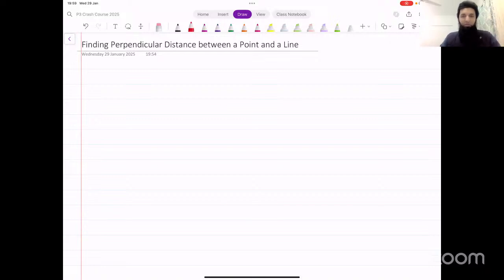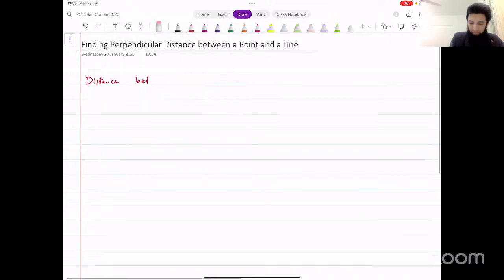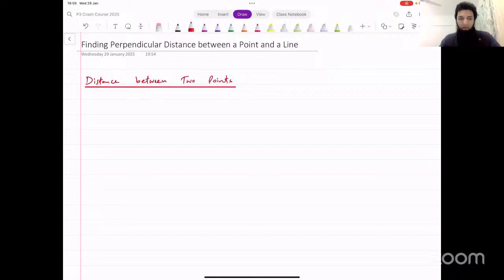Distance between a point and a line. Now, before we can do this, we need to know how to find distance between 2 points, first of all. Distance between 2 points. So let's say in 3 dimensions, you have 2 points, and what you want to do is find the distance between those 2 points. How can we do this?